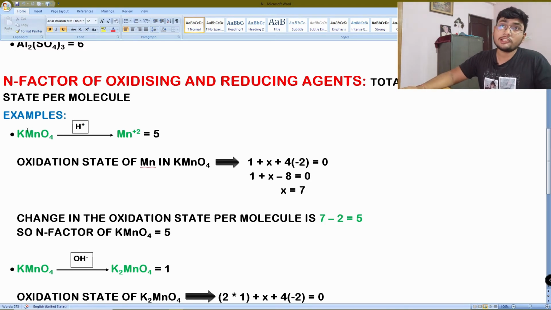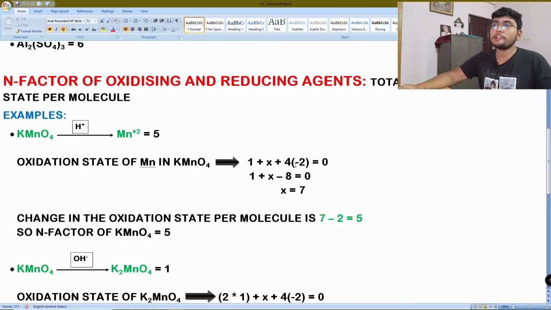What is the oxidation state of manganese in potassium permanganate? Potassium will always have a +1 charge. The group 1 elements always have a +1 charge on it. We don't know the oxidation state of manganese, so let us assume it to be X. See my cursor. So +1 of potassium plus X, because we don't know the oxidation state of manganese, we need to calculate that.